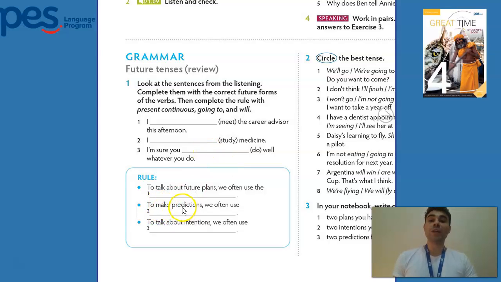So when we want to make predictions about the future, we use will, right? Just like I think it will rain. It's a prediction about the future, right? And finally, to talk about intentions, just as I mentioned before, we need to use going to. Okay, so again, to talk about future plans, we often use the present continuous. To make predictions, we often use will. And to talk about intentions, we often use going to. All right? Good.